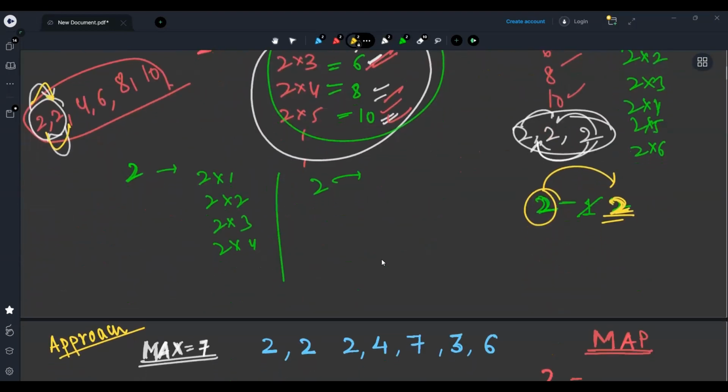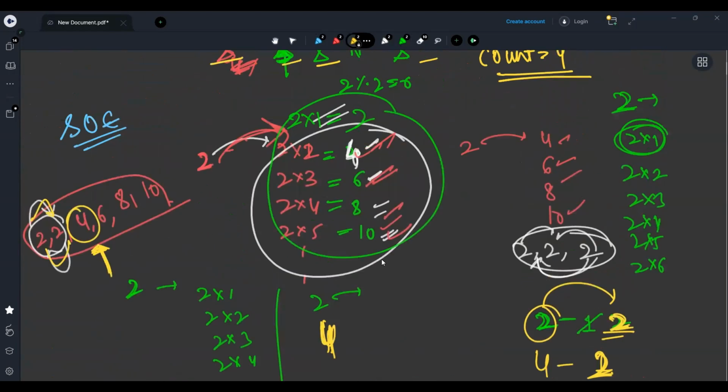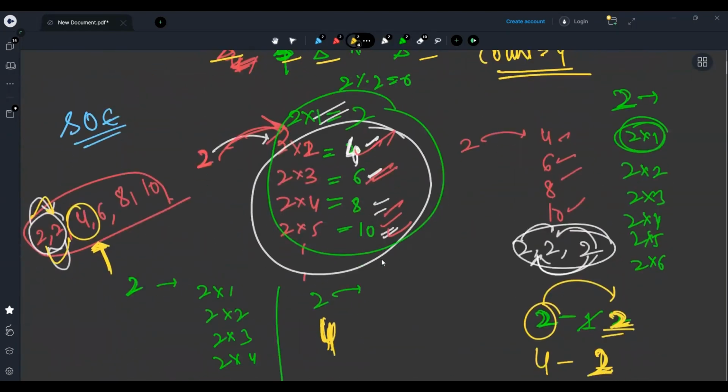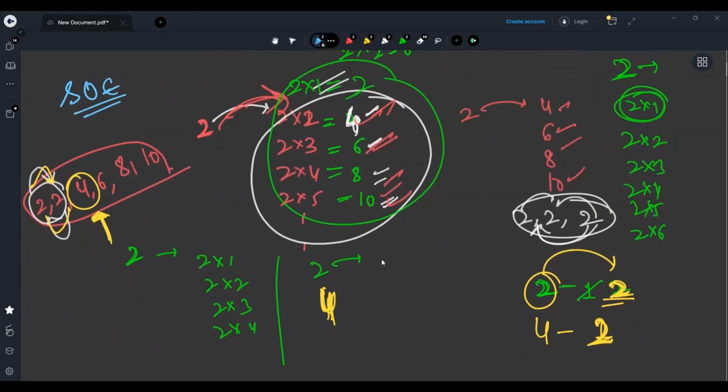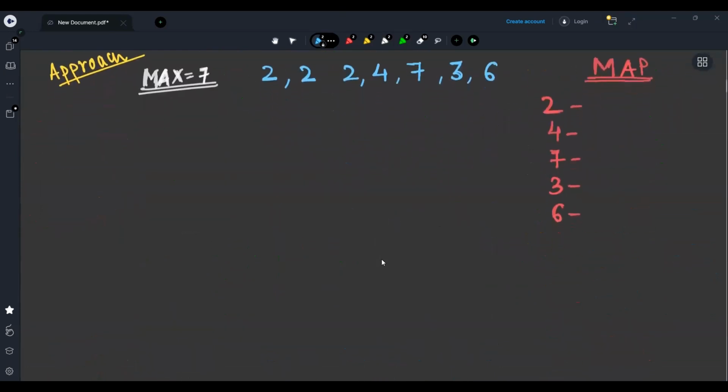Secondly, if I come to 4, 2 will mark 4's count as 1. Also, when the time of 4 comes, 4 will mark itself, and it will become 2. So we can say our question is modified: instead of checking visited, we have to check whether the count of elements is greater than or equal to 2. If it is, then this is a special number. So you will get the intuition properly.